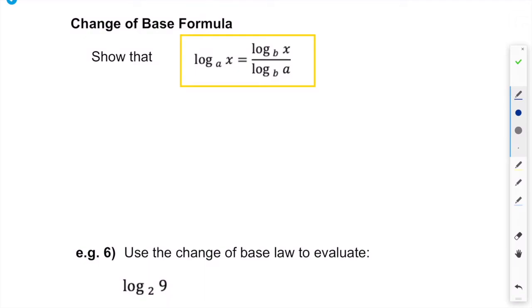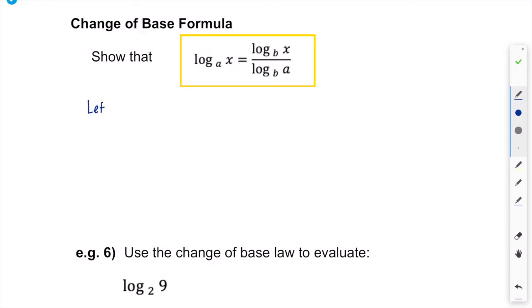Okay. So we say that if we have log of x base a, it can be rewritten as log of x base b, where b can be any number. For convenience, most of the time we use 10. But when you're solving equations, you may want b to be something else, over log of a base b. Once again, let's actually prove that. We're going to show this.